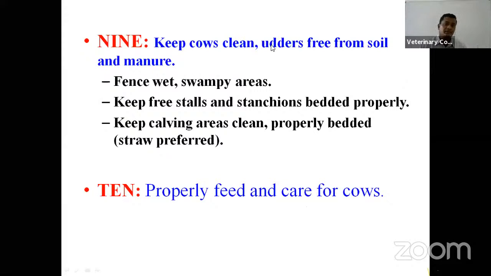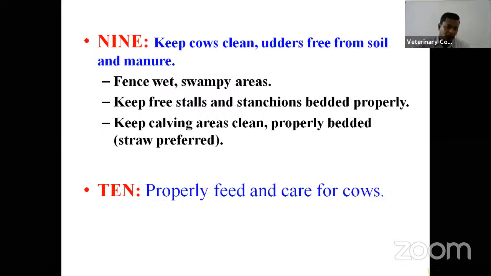Keep cows clean, udders free from soil and manure. Maintain hygiene in the barn. Properly feed and care for cows. This is very important. With every milking process, a good number of the epithelial cells lining the teat canal are eroded. They have to be replaced. This requires certain cofactors, vitamins and other mineral supplementation. The nutrients should be given, and only then is there a healing process.